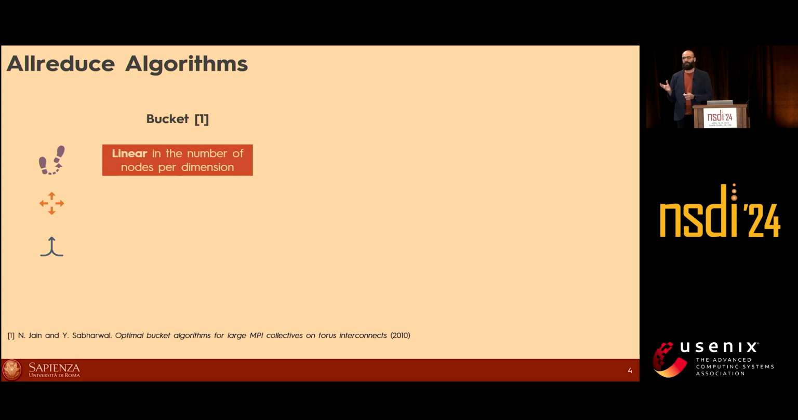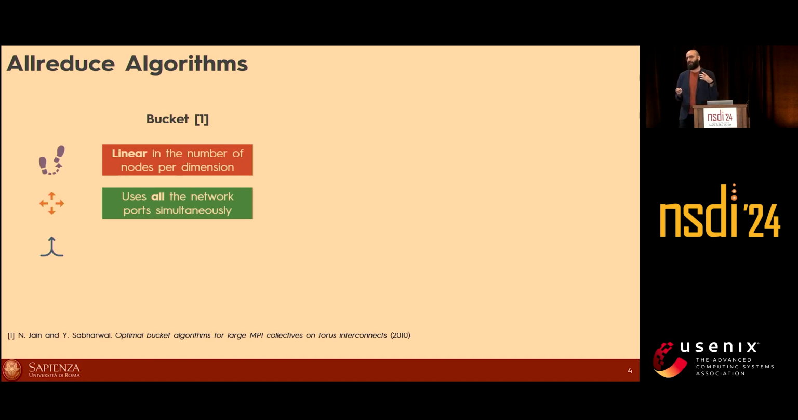Now, the issue with that is that on each of these rings, to complete, you need to perform a number of steps which is linear in the number of nodes that you have in each dimension of the torus, which for small messages, for small Allreduce, is not going to perform very well. But the good thing is that it can use all the network ports simultaneously.